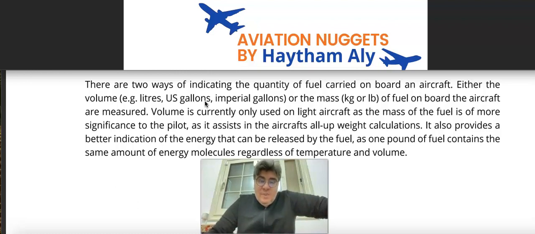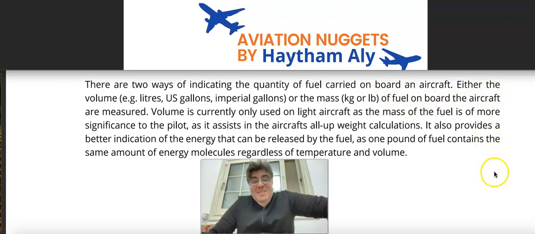So, as you can see, mass is better than volume. Fuel mass indication is better than fuel volume indication. We have two ways of indicating the quantity of fuel carried on board an aircraft: either volume, like liters, US gallons, imperial gallons, or mass, kilogram or pound of fuel on board the aircraft.